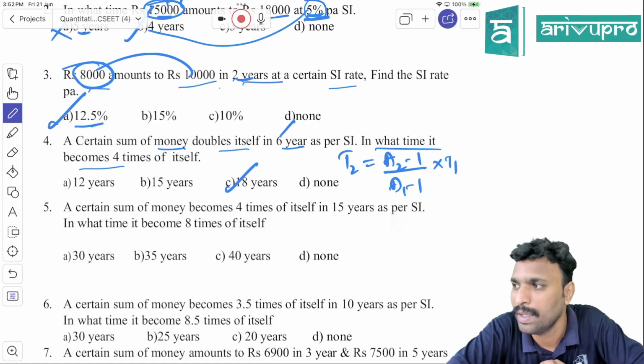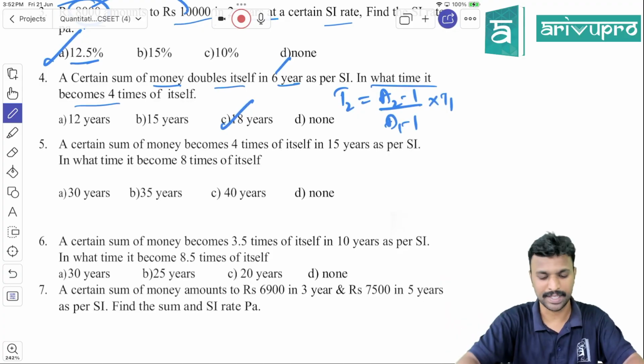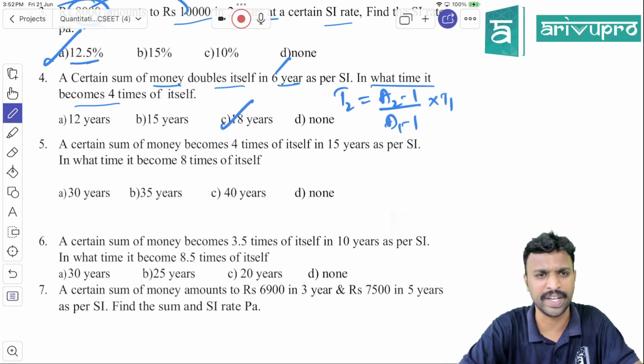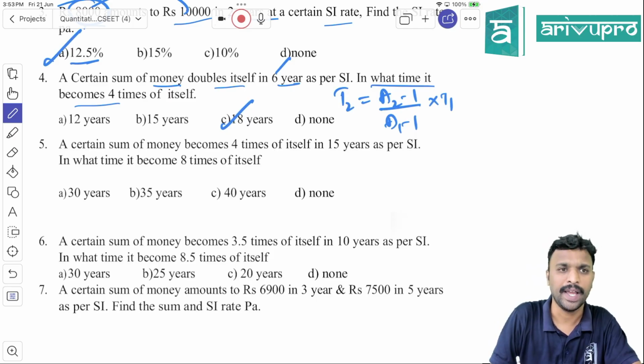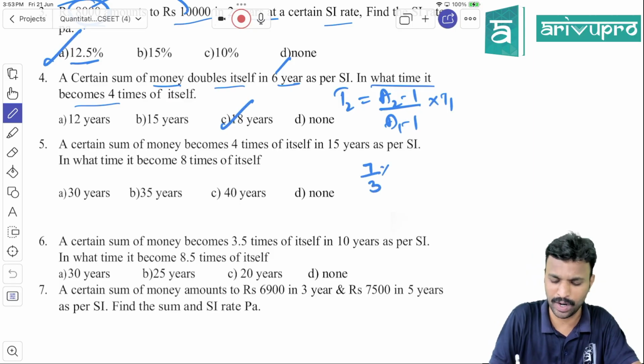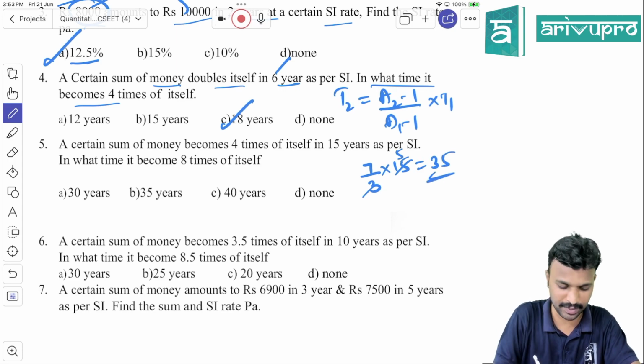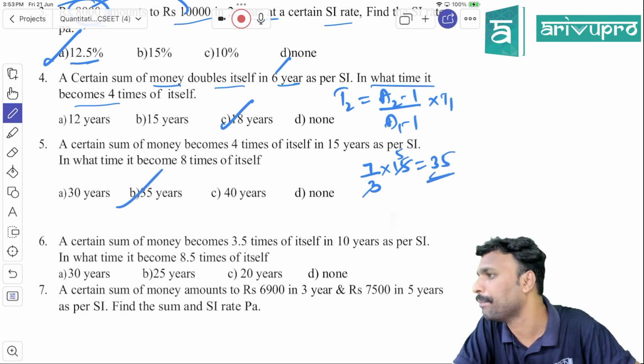Everyone, a certain sum of money becomes 4 times of itself in 15 years. In what time does it become 8 times? Again, the same concept. So what by what? 7 by 3 into what? 15. 3 ones are 3, 3 fives are 15. The answer is 35 years. Option B.